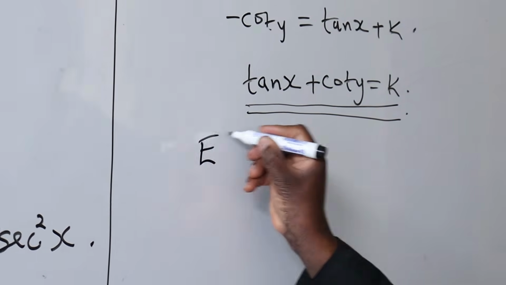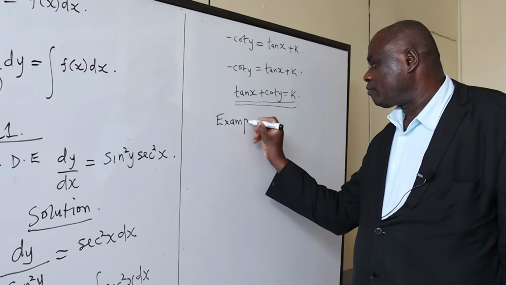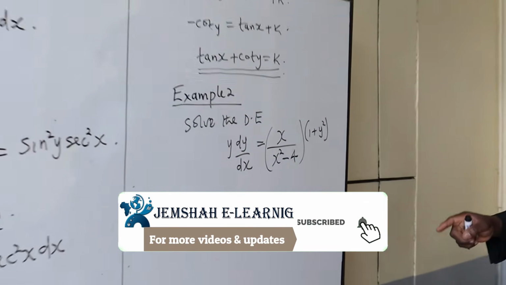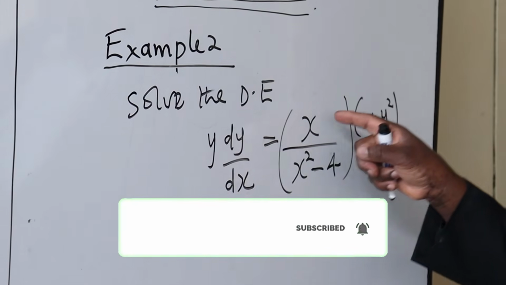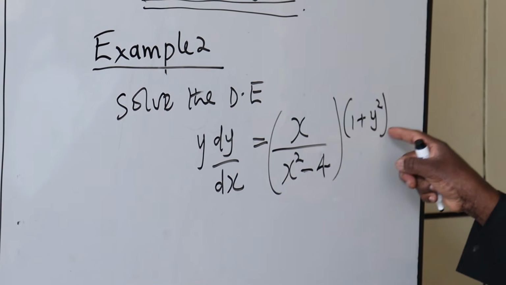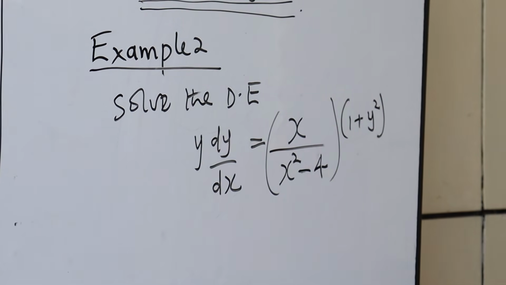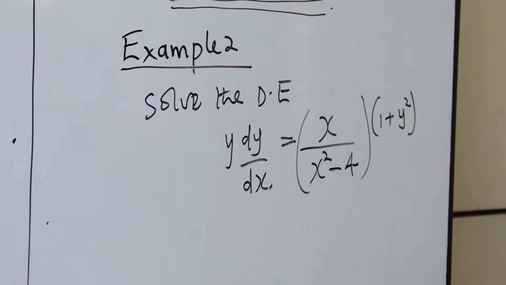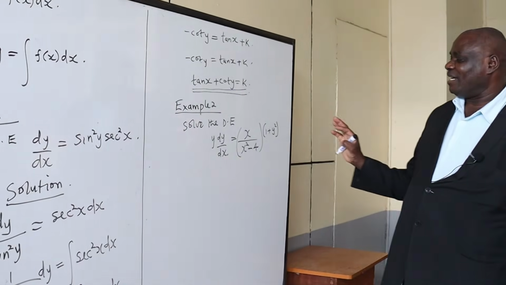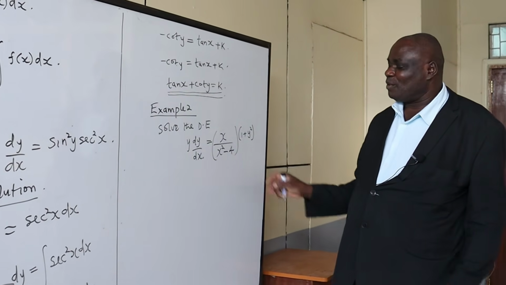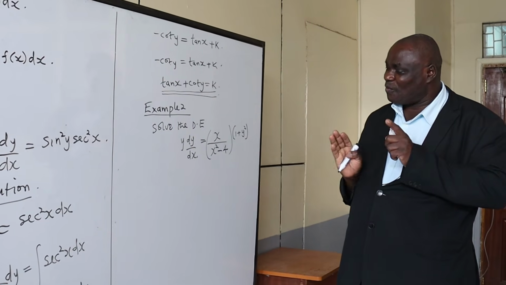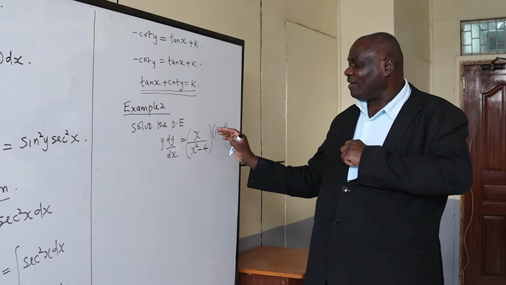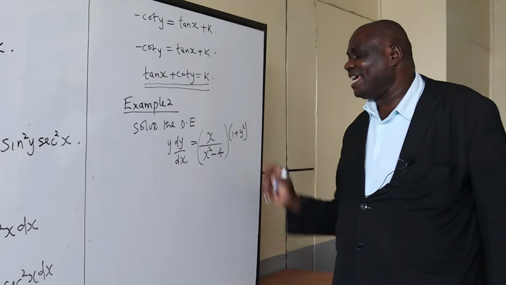So we move to example 2. Solve dy/dx is equal to x all over x squared minus 4 into 1 plus y squared. So this is a first order differential equation that can be solved by separating the variables. It contains the variables in such a way that functions of y can be taken to where we have a dy, and functions of x can again be combined with the dx.